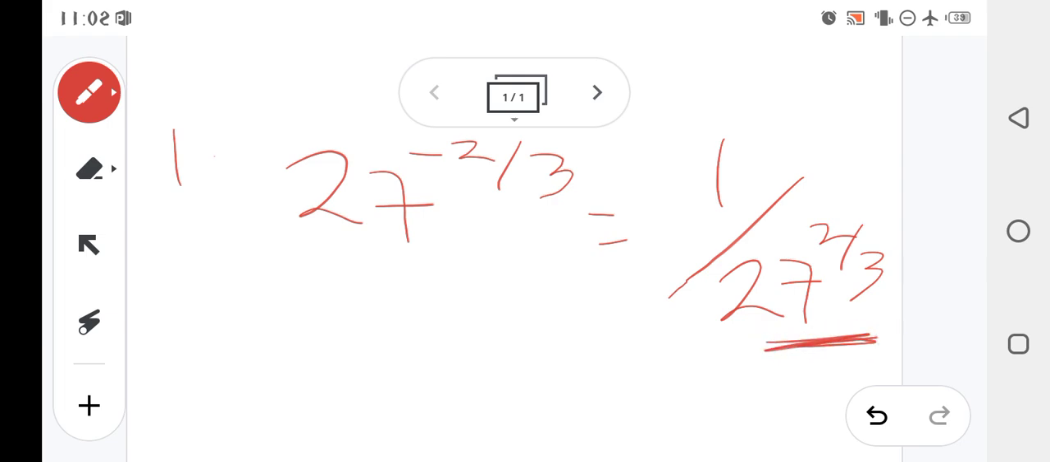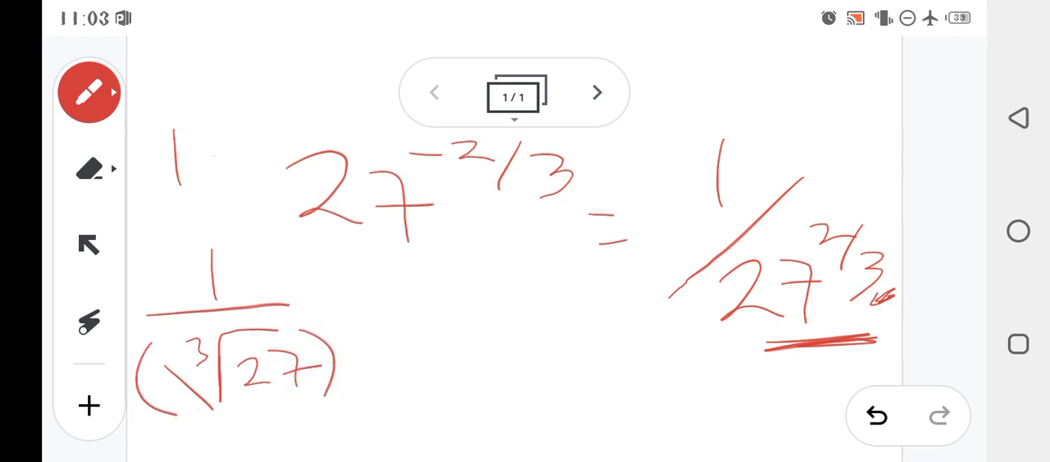This function becomes 1 over, remember, we are dealing with a fraction here, meaning that we are taking the third root of 27, everything raised to the power of 2. So it becomes 1 over the third root of 27, which is what you multiply by itself 3 times to give you 27, and that answer is 3. So this becomes 3 raised to the power of 2, then your answer will become 1 over 9.